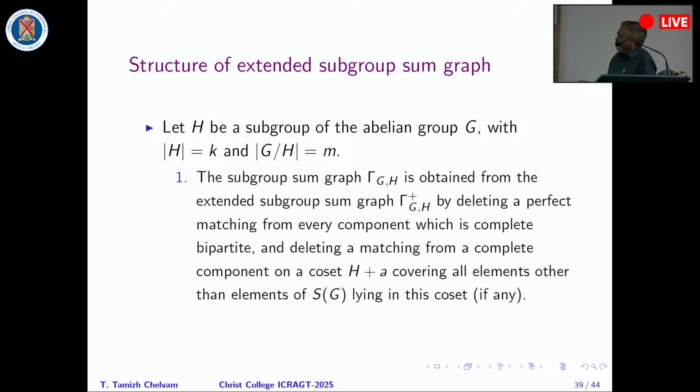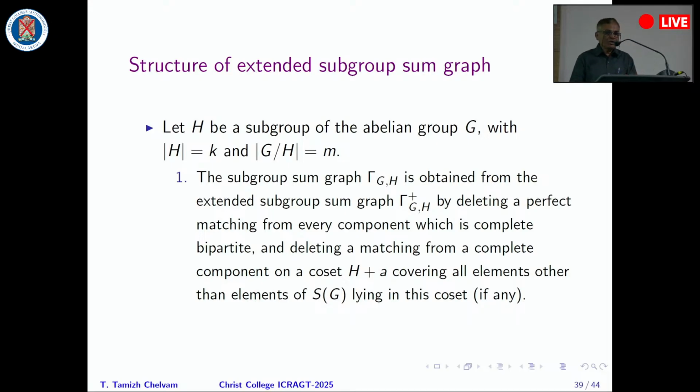Then about the subgroup sum graph, the same notation: the order of H is K and the order of G/H is M. Then the subgroup sum graph is obtained from the extended subgroup sum graph by deleting a perfect matching from every component which is complete bipartite, and deleting a matching from a complete component of a coset H plus a, covering all elements other than the elements of S(G) lying in this coset. So it is a reversal process.